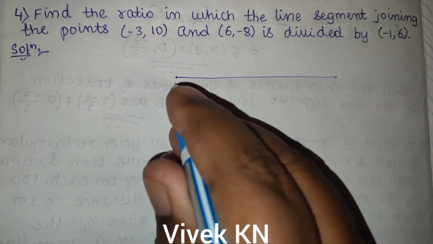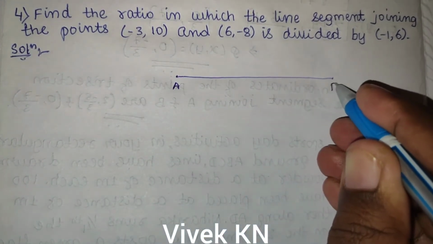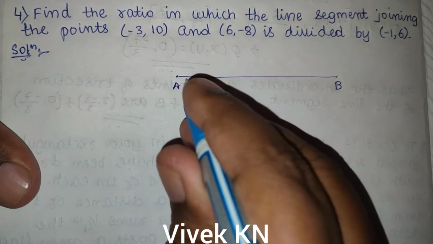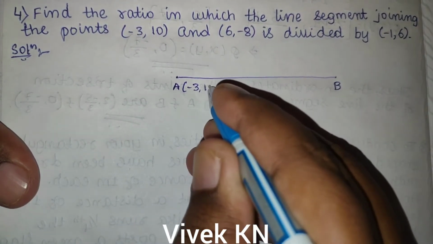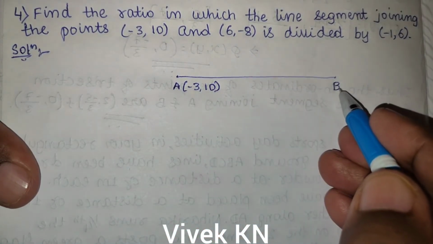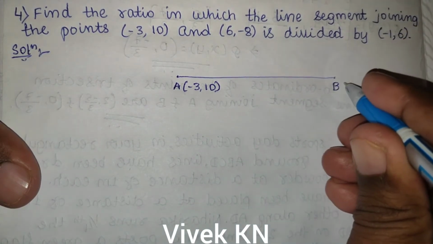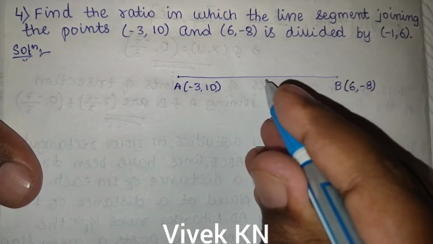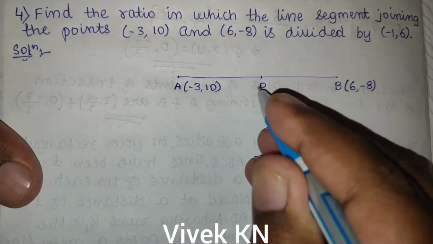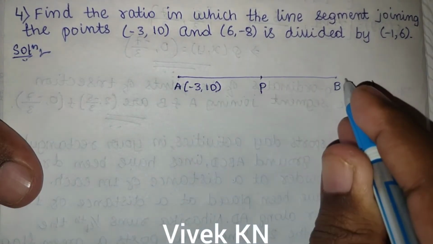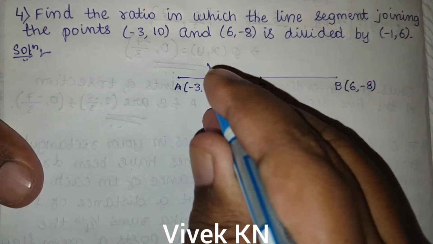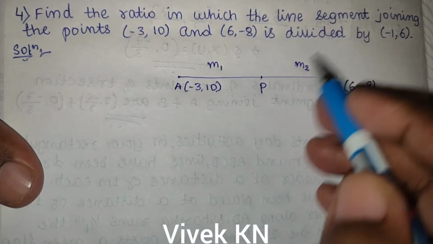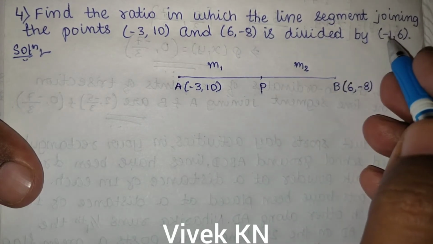This is the line segment AB. The coordinates of the point A are -3, 10, and the coordinates of the point B are 6, -8. And this point P divides the line segment joining A and B internally in the ratio m1:m2. In the question they have given the coordinates of this point P as -1, 6.